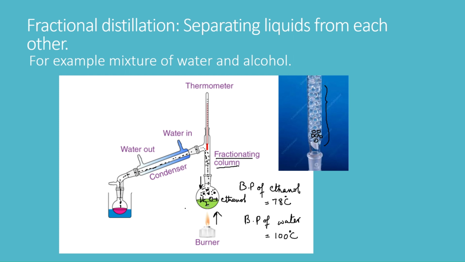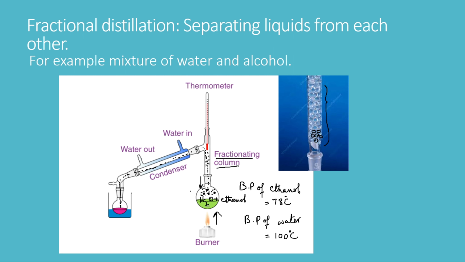The temperature in the thermometer will stay at 78 degrees Celsius for some time. After all the ethanol gets distilled out, then the temperature will start rising above 78 degrees Celsius, showing that all the ethanol has gone and only water is left behind in the round bottom flask. So now you can stop heating and the separation is done.